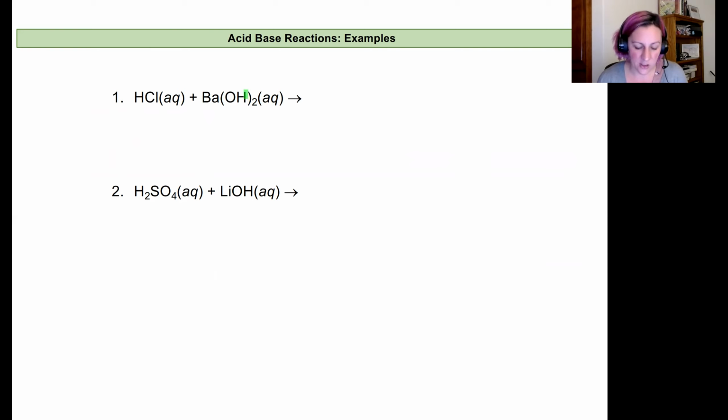So I'm seeing this hydroxide right here, and then this H on my acid that can combine and form water. And so it's just going to produce water, the phase of which is liquid because it's water dissolved in water, which is just water. And then the other piece here is this chlorine that's left over and barium. And so these are going to combine to form this salt, barium chloride, and we can always look at our solubility table to decide if it's going to be soluble or not.